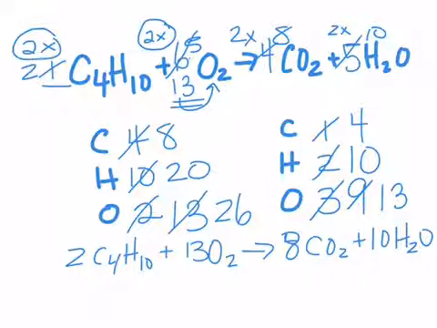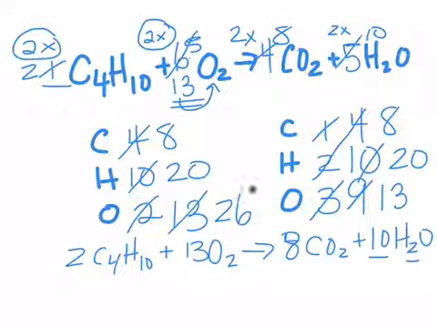And now I need to do my other side. So on my other side I have 8 in front of the carbon, so my new count for carbon is going to be 8 on the right side. And then my hydrogen is 10 times 2, which gives me 20. And you can see that they're equaling out, so it's looking good.